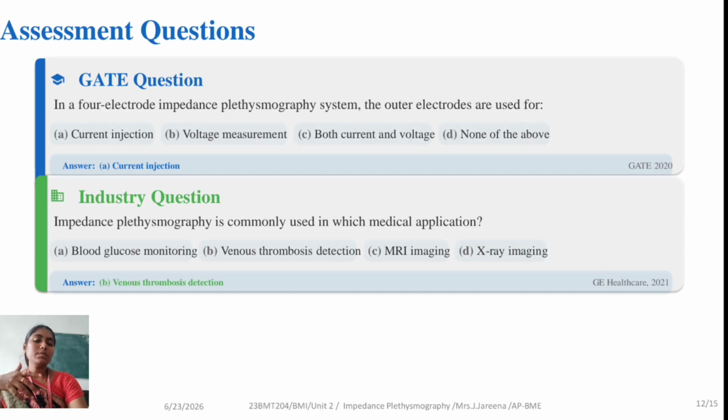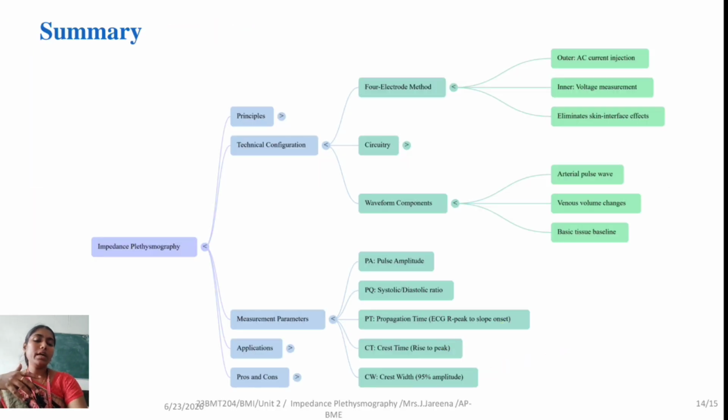So these are the assessment questions related to this topic. You can go through them later.